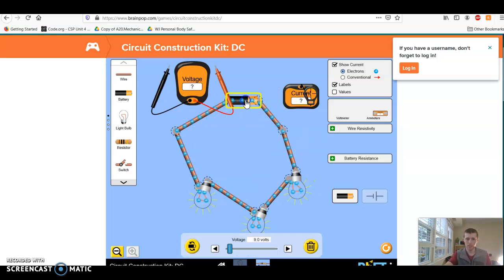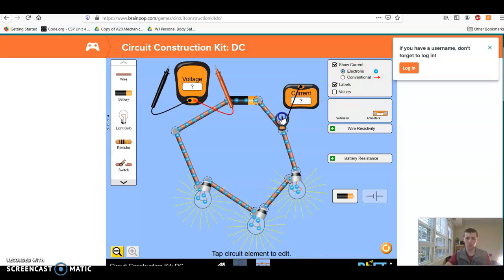If I was to adjust the voltage here, I'm going to be able to get much more flow. As you can see, I've increased the current to 0.68, but it's going to be the same everywhere. It increases by the same amount everywhere.